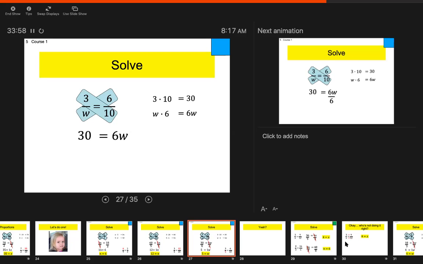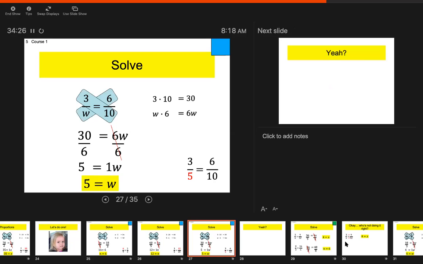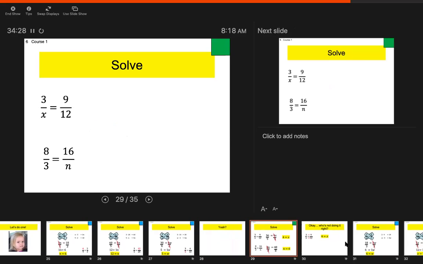How do we get rid of multiplication? What are we going to divide both sides by? So let's divide both sides by 6. What's 6 divided by 6? What's 30 divided by 6? So what's the answer? Okay, and 1 times W is W. So W equals 5. I knew that a long time ago, because you said what times 6 is 30. That's the algebra.